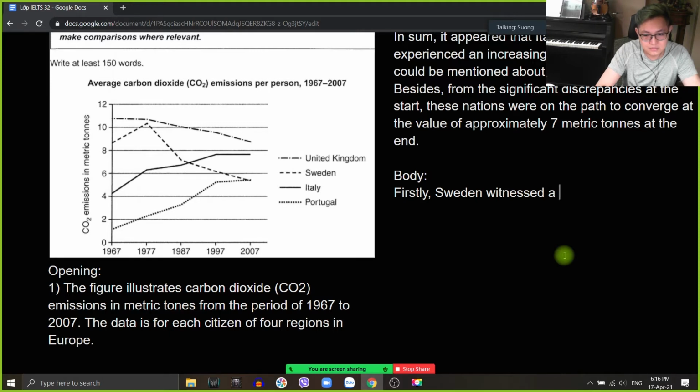Gia tăng gì? Gia tăng mạnh hay gia tăng một cách kịch tính hay gia tăng gì? Rapidly. Basically, this one is a rapid increase. So you can say witness a sharp increase.